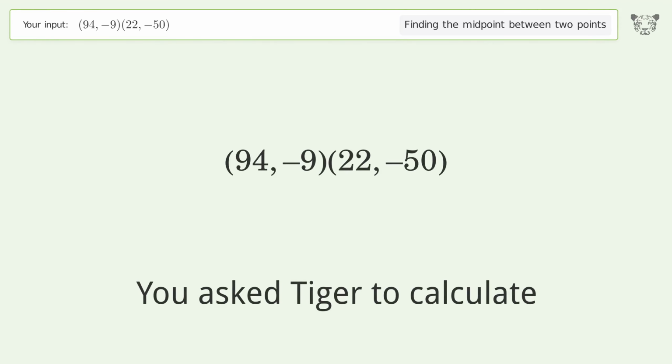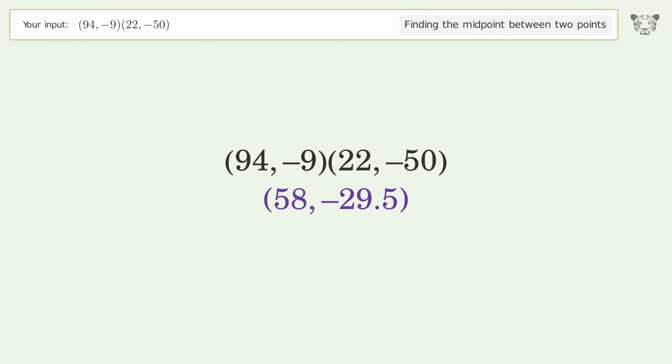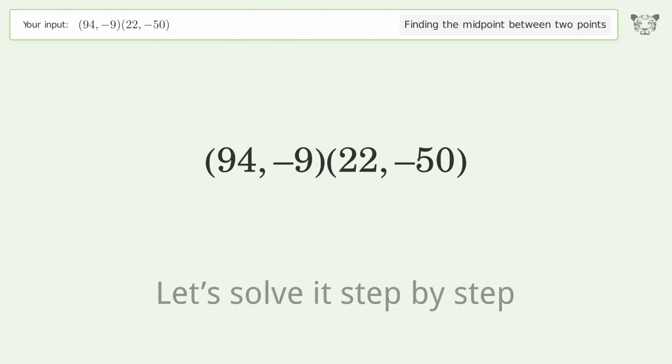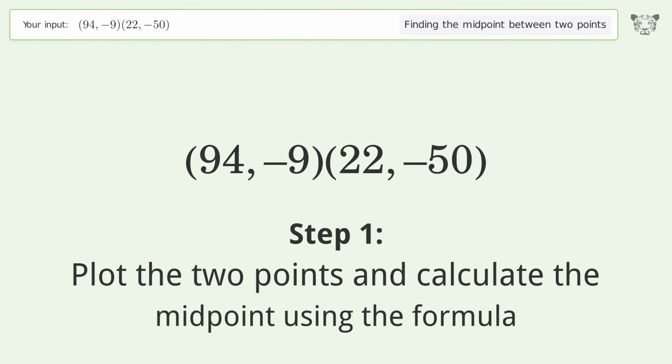You ask Tiger to calculate. This deals with finding the midpoint between 2 points. The midpoint between the 2 points is 58, negative 29.5. Let's solve it step by step. Plot the 2 points and calculate the midpoint using the formula.